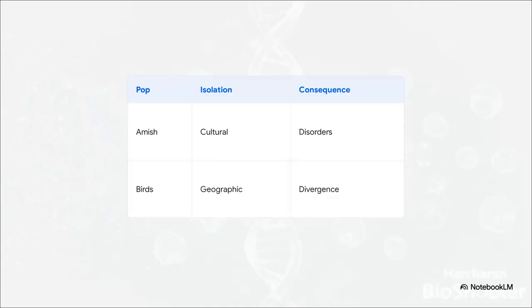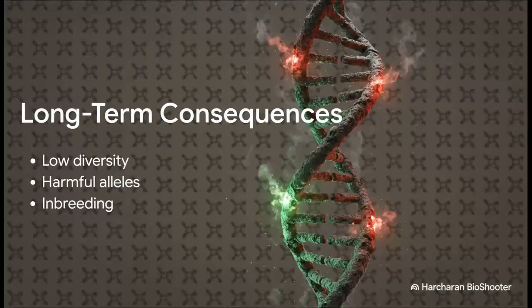On the flip side, looking at geographic isolation, like our remote island birds, just a few colonizing organisms can easily establish a brand new population totally distinct from its mainland ancestors. Ultimately, though, these founder populations face some incredibly severe long-term consequences. We're talking a drastic, permanent reduction in genetic variation. By pure chance, fatal, harmful recessive traits can become overwhelmingly common.